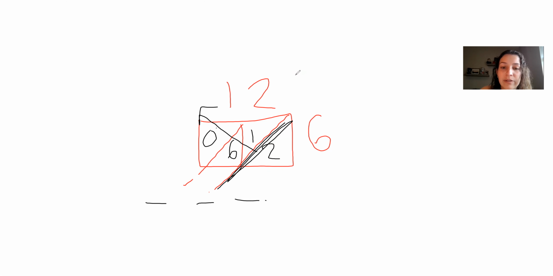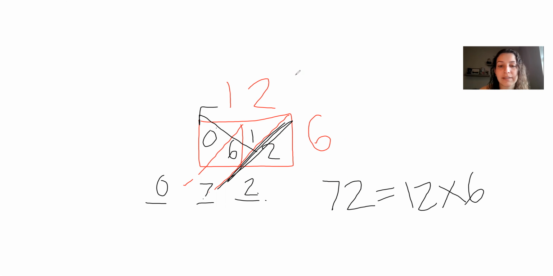So 2 plus nothing is 2. 1 plus 6 is 7, and 0 plus nothing is 0. So our final answer here is 72, which is equal to 12 times 6.